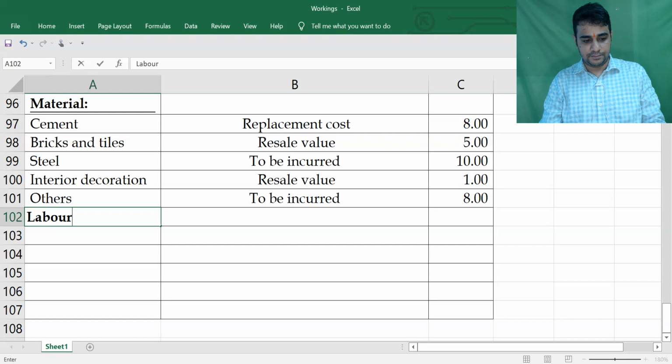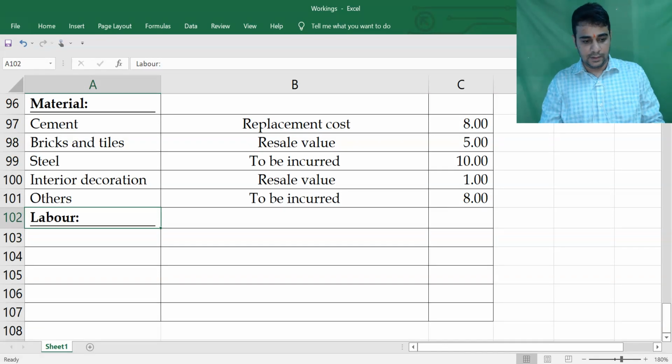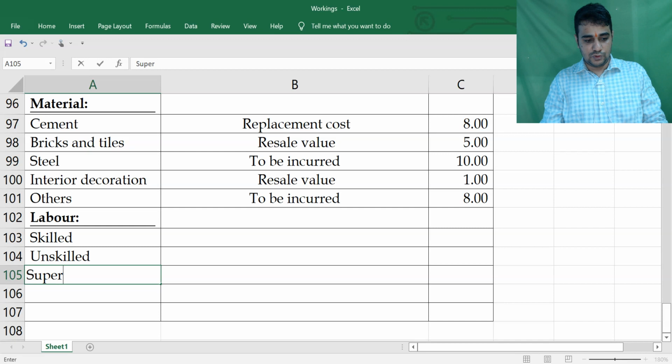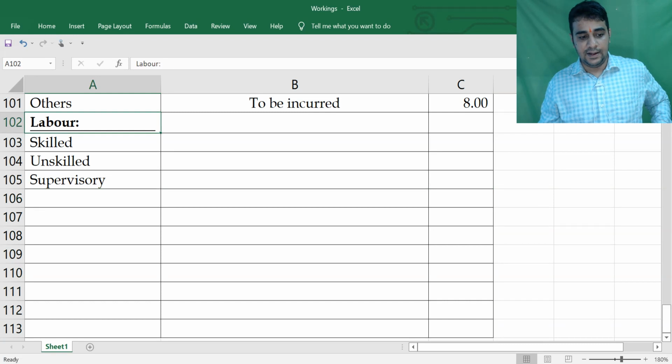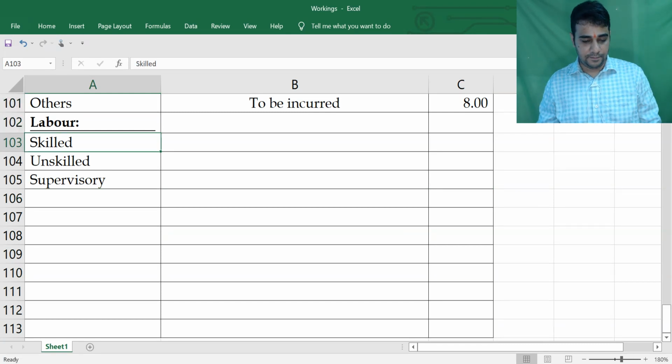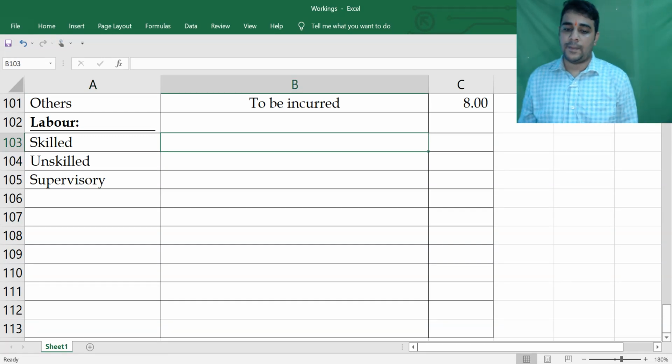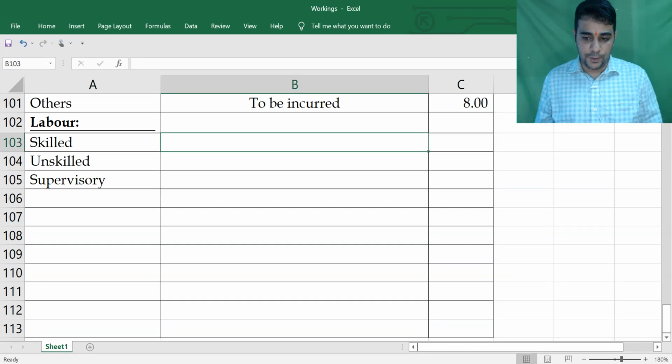Labor: skilled, unskilled and supervisory. One minute for you.